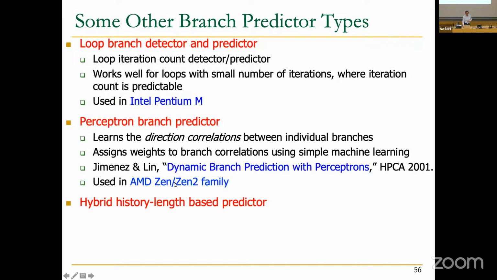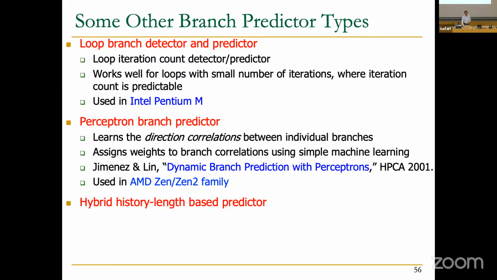Perceptron branch predictor, we're going to look at this. And I kind of foreshadowed it, right? This is a global branch predictor, but it tries to learn the direction correlations between individual branches. And it assigns weights to correlations using simple machine learning, which is perceptron. How many people know about what a perceptron is? Okay, not that many. Okay, so you're going to learn if you haven't learned. So we're going to talk about that. But this is used in AMD's recent processors and maybe other processors that don't disclose what they do.